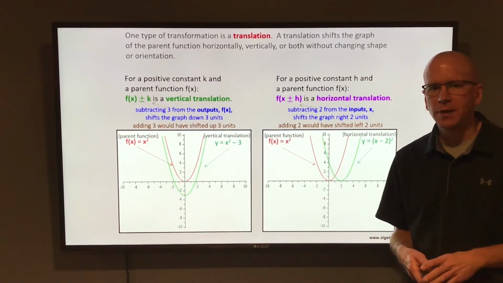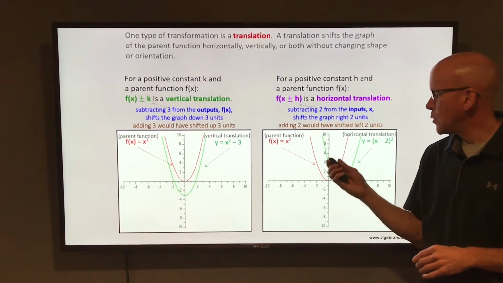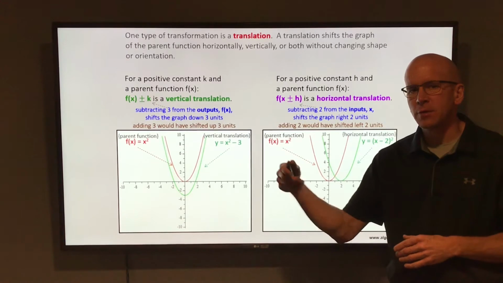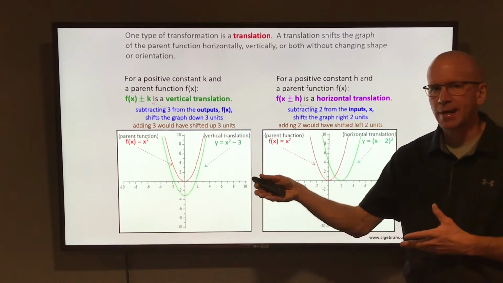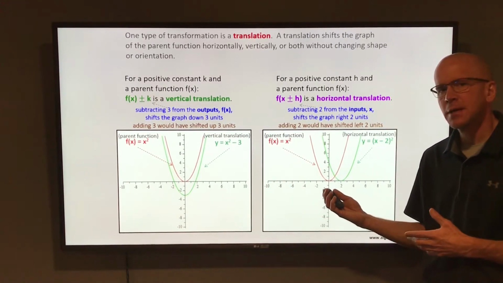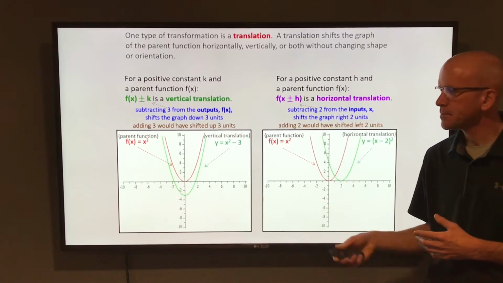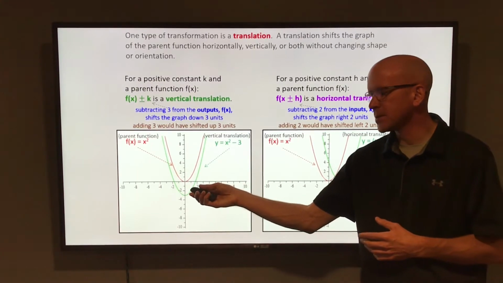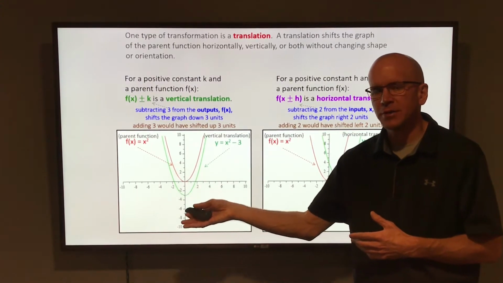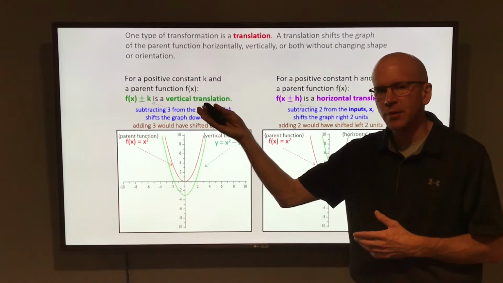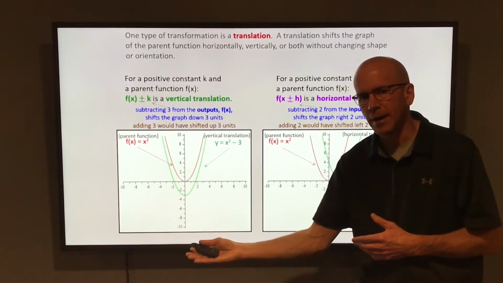On horizontal translations, when you add to the value of x, it's going to shift the graph to the left. When you subtract from the value of x, as is this, it's going to shift the graph to the right. On vertical translations, when you add to the value of y, it shifts the graph up. When you subtract from the value of y, it shifts the graph down.